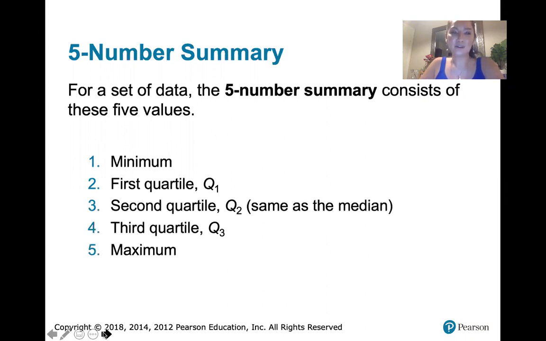Now, these 5 numbers show us the range of values, but they also show us how those values are distributed. We know that the first 25% of values in our data set lie between the minimum and that first quartile. And then the next 25% of values lie between that first quartile and the second quartile. The next 25% lie between the second quartile, which is the same as the 50th percentile, and the third quartile, which is the same as the 75th percentile. And then the last 25% lie between the third quartile and the maximum value.